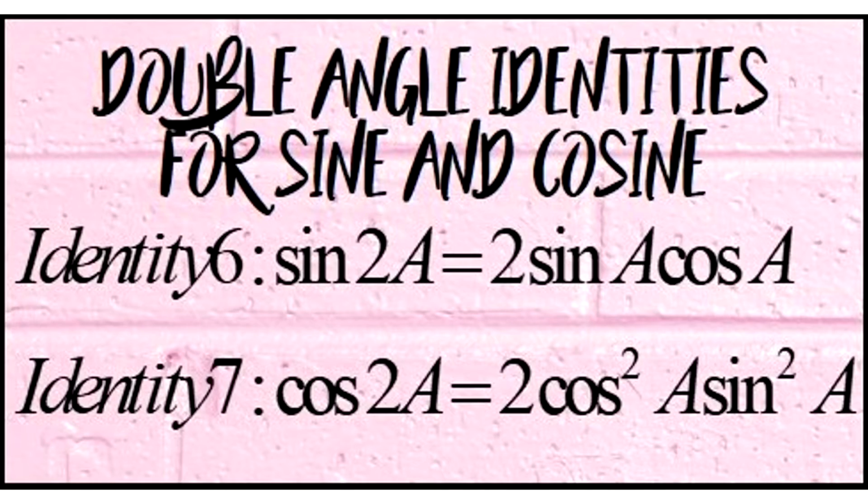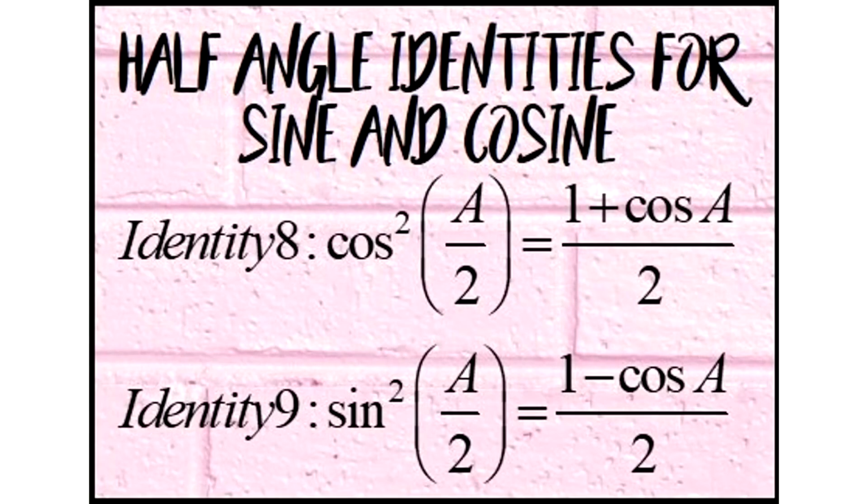Double angle identities for sine and cosine. Identity number 6. Sine 2a is equal to 2 sine a cosine a. Identity number 7. Cosine 2a is equal to 2 cosine squared a minus 1. Half angle identities for sine and cosine. Identity number 8. Cosine squared of a over 2 is equal to 1 plus cosine a over 2. Identity number 9. Sine squared of a over 2 is equal to 1 minus cosine a over 2.